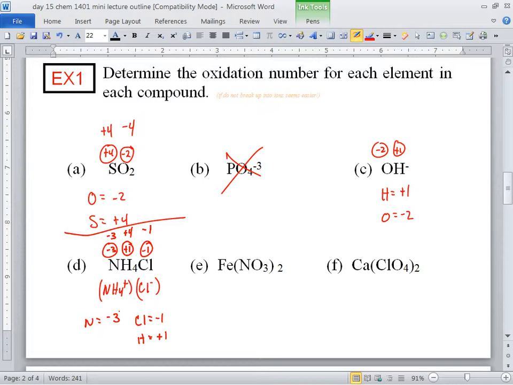You get -3 for N? Because Cl has to be a -1. They only have one of them. But here you have a +4, 4 times +1 is +4. So what plus a +4 and a -1 gives you 0? It has to be a -3, because -3 and -1 would be -4. That would cancel it out.